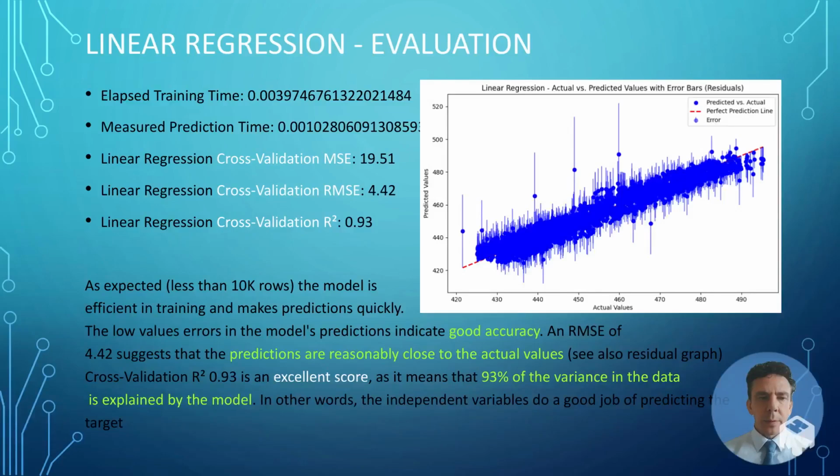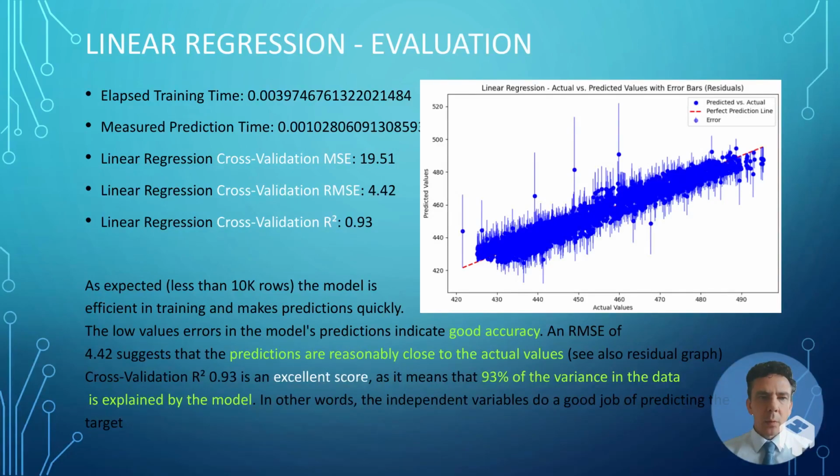The RMSE of 4.42 suggests the predictions are reasonably close to the actual values. See also the residual graph, and it has an excellent score, meaning that 93% of the variance in the data is explained by the model. In other words, the independent variables do a good job of predicting the target.